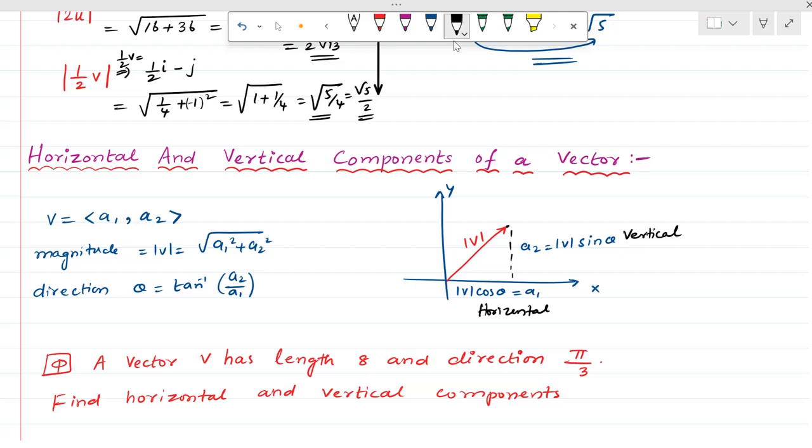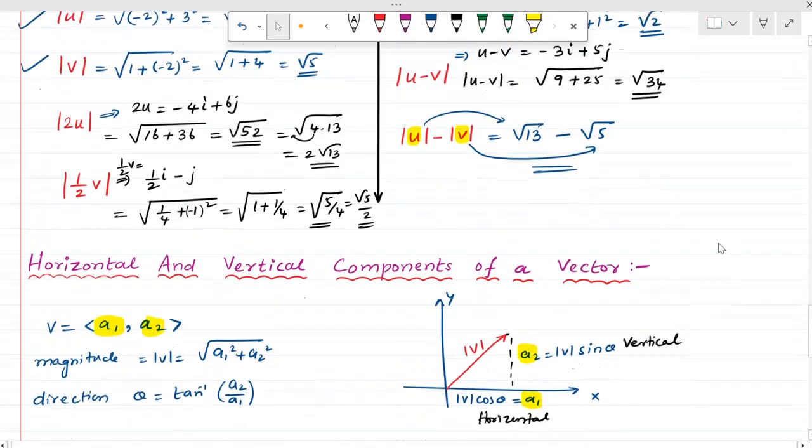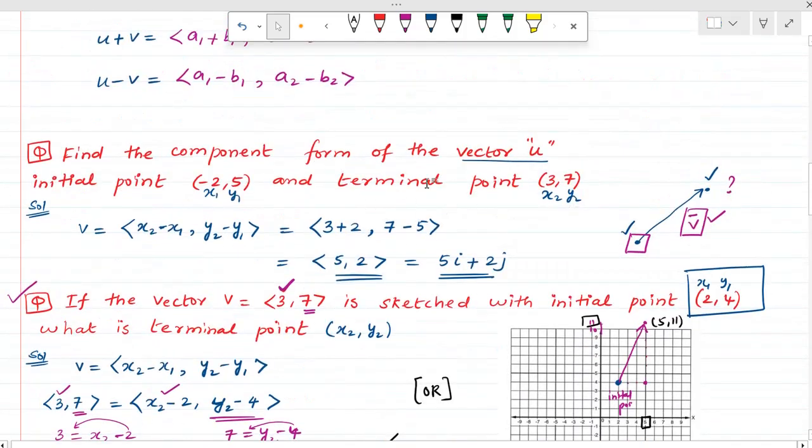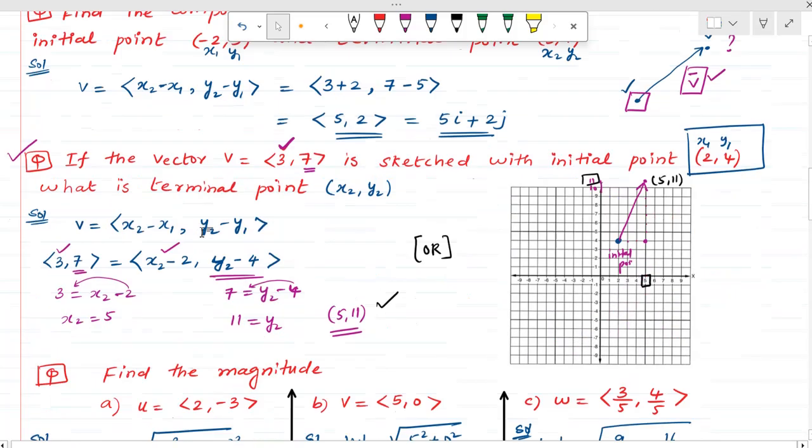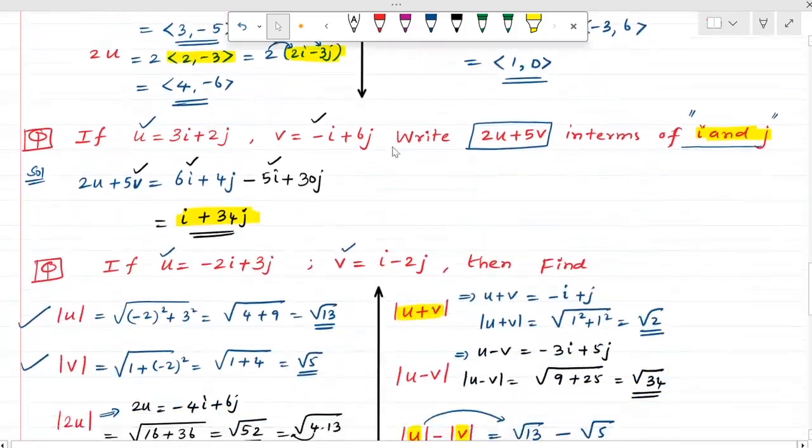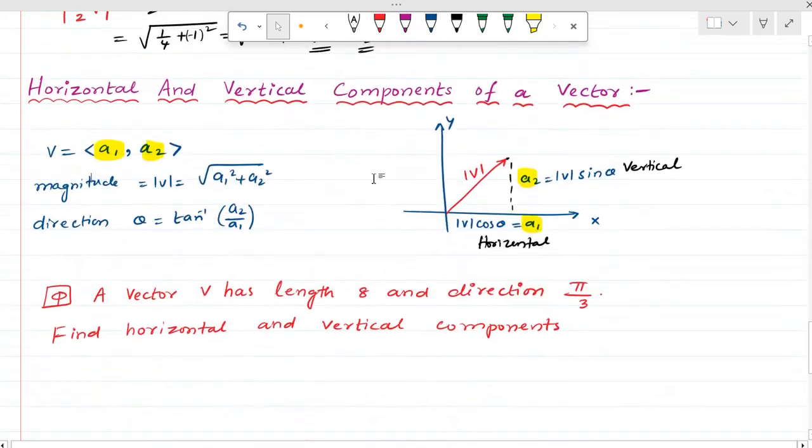The question here is that the vector is not given. We have to find it at the last. This A1 and A2 are the vector. If 2 points are given, we will find the vector by using this rule. But if the angle and magnitude are given, we will use this rule to find the vector.